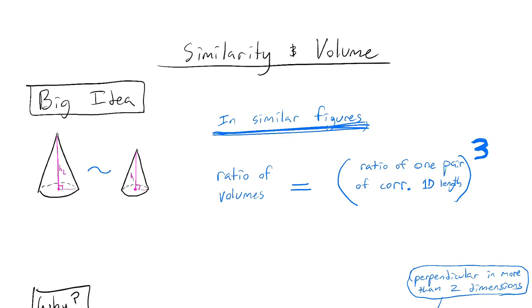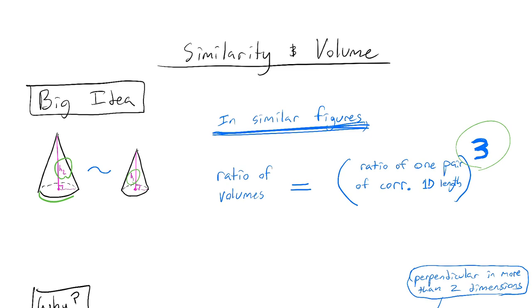Okay, so the big idea, just the one formula, if that's all you take away, is if you have two similar 3D objects, then the ratio of their volumes is the ratio of any corresponding pair of one-dimensional lengths. For example, their heights are corresponding, and so the ratio of their heights to the third power is the ratio of their volumes, okay? And again, this could be any corresponding length.